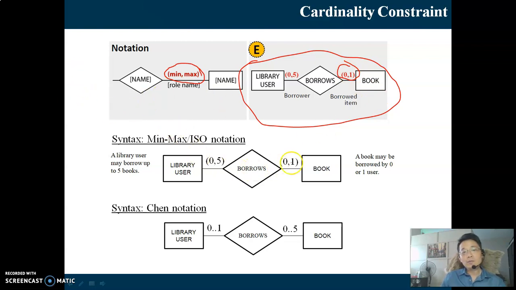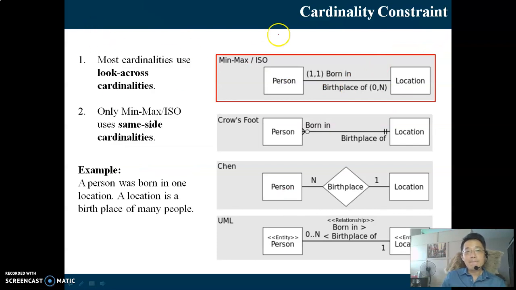Now there are 2 popular notations here. One is ISO notation, the other one is chain notation. These two always cause confusion because of the different order they arrange the cardinality. ISO is using same side cardinality. Now in this case, a person is born in only one place. So this one place refers, one and only one refers to the location.